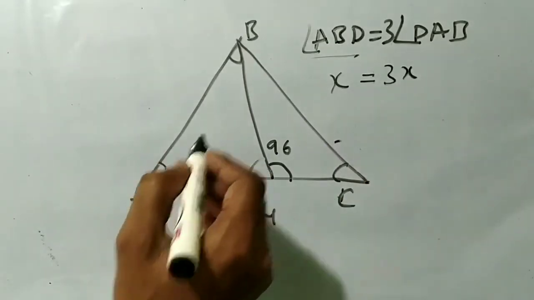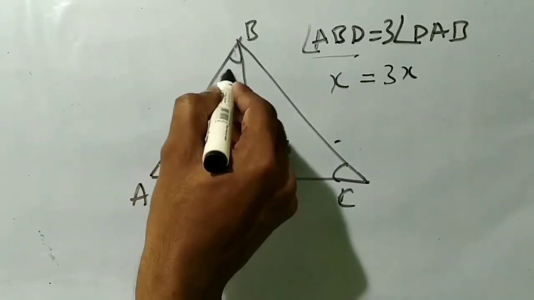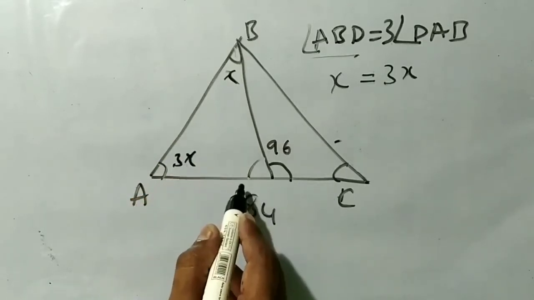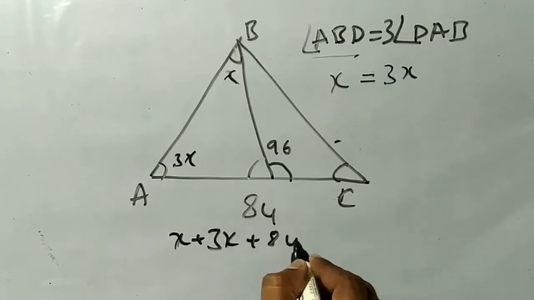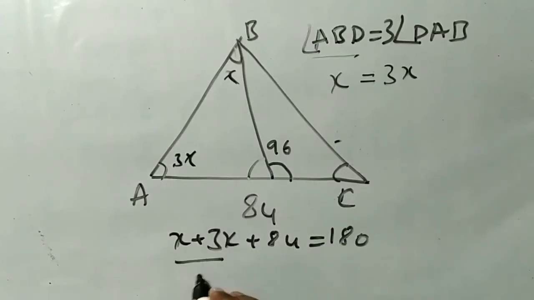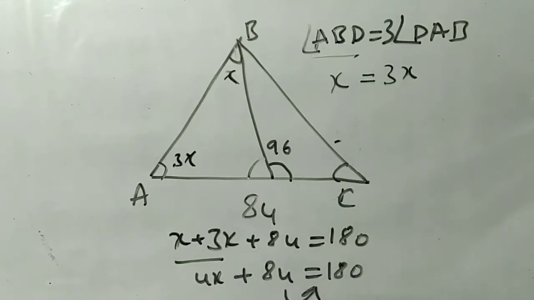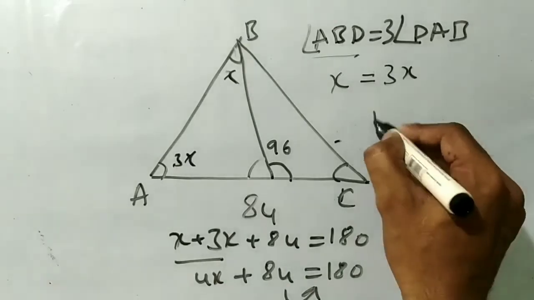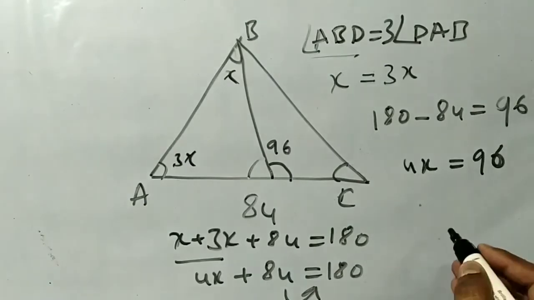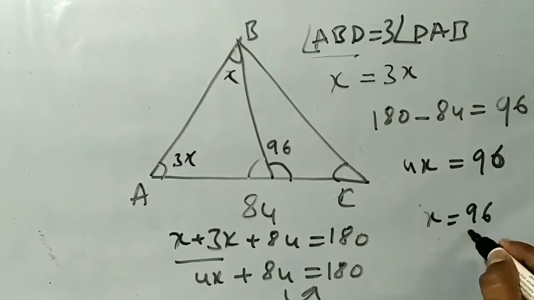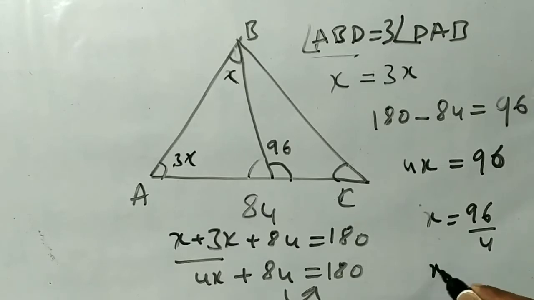So here the ABD is equal to, this is X, this is 3X, this is 84. Again we get X plus 3X plus 84 is equal to 180. That is 4X plus 84 is equal to 180. Then this goes this side, plus becomes minus. 180 minus 84 is equal to 4X is equal to 96. Then X is equal to 96 by 4. So we have to know the division. X is equal to 24.